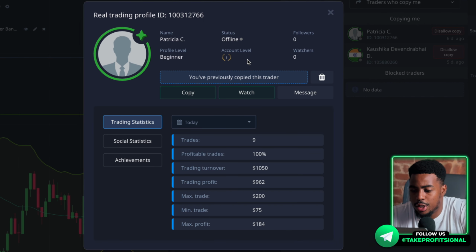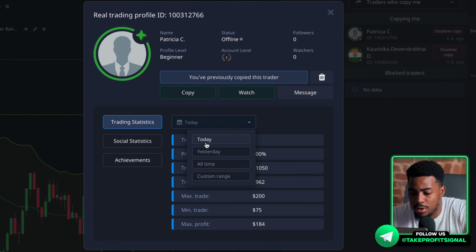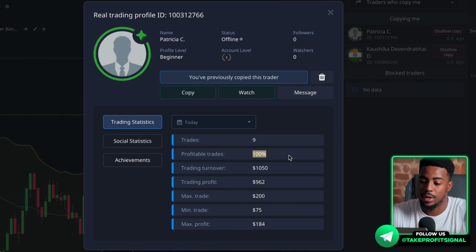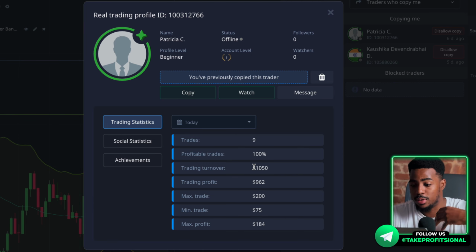Let's check. Here, let's take a look at this person's statistics for today. 9 trades, 100% win rate. By the way, I didn't even notice that all our trades closed in profit today. Honestly, this doesn't happen often, but it's really great that we got lucky today. The trading profit, pay attention, is $962, considering that this person only has $300 in the account.